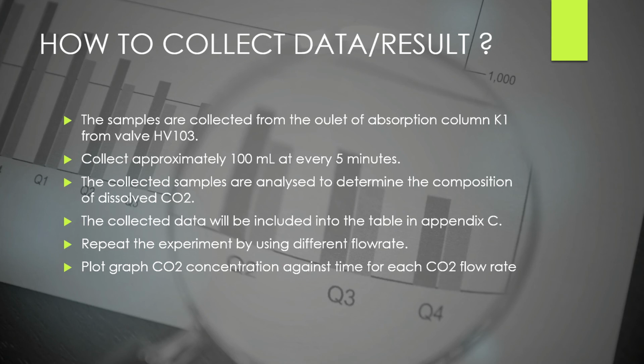How to collect data results. The samples are collected from the outlet of absorption column K1 from valve HV03. Collect approximately 100 ml every 5 minutes. The collected samples are analyzed to determine the composition of dissolved CO2. The collected data will be entered into the table in Appendix C. Repeat the experiment using a different flow rate. Plot a graph of CO2 concentration against time for each CO2 flow rate.